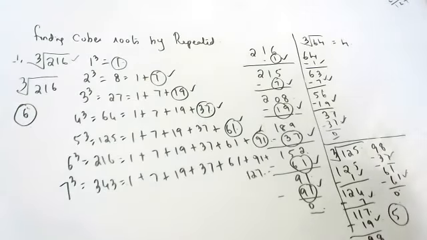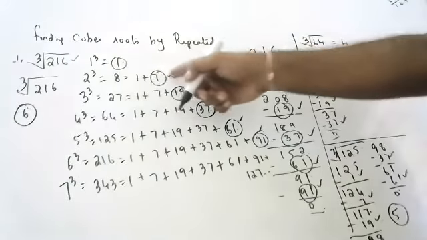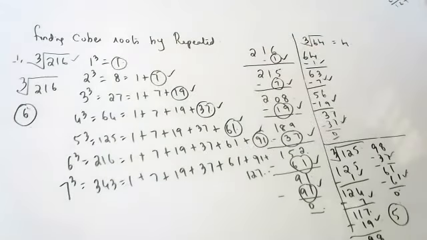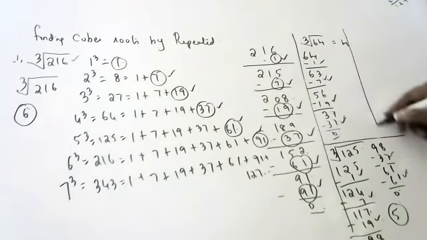So children, when you perform repeated subtraction to find cube roots, you follow a specific pattern. Whereas in square roots, if you remember, we directly took odd numbers. But here we should not take odd numbers. We have to follow the specific procedure.